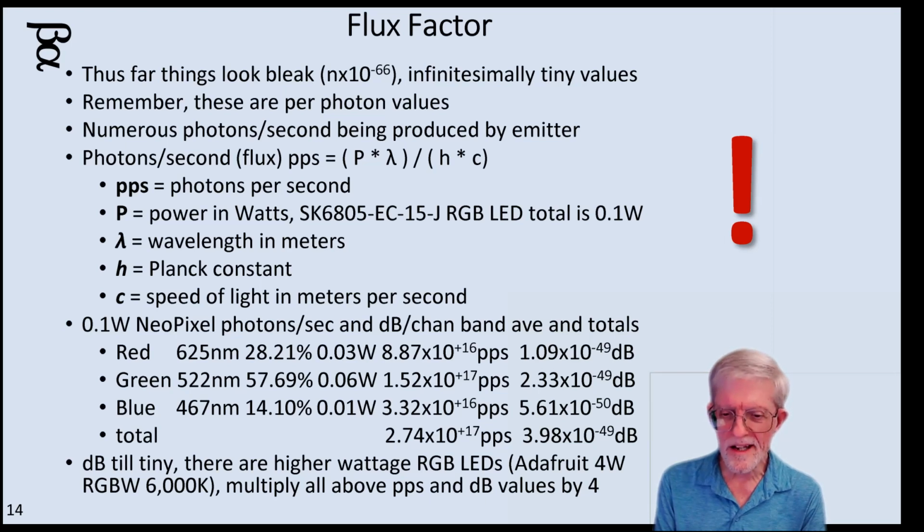And you can see how the green is biased. It's got plus 17, it's a little more. But the decibels are still times 10 to the minus 49, which is very low. But this is for a 1/10 of a watt LED. They do make 4-watt LEDs. You can multiply the dB values.